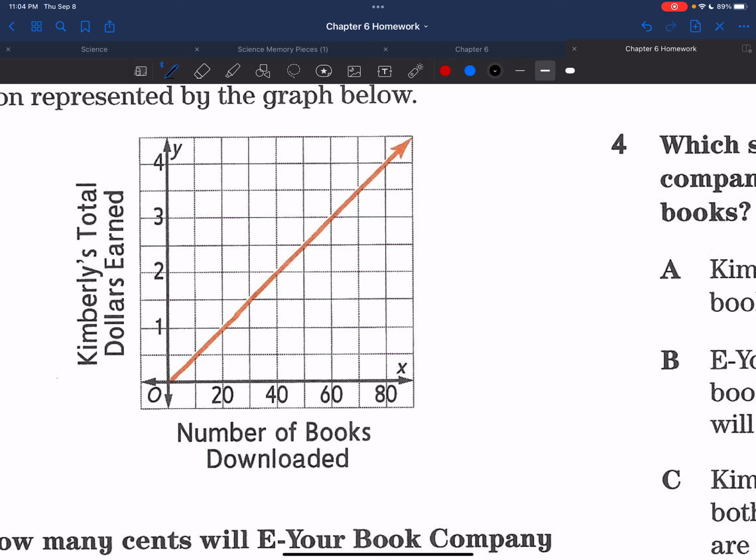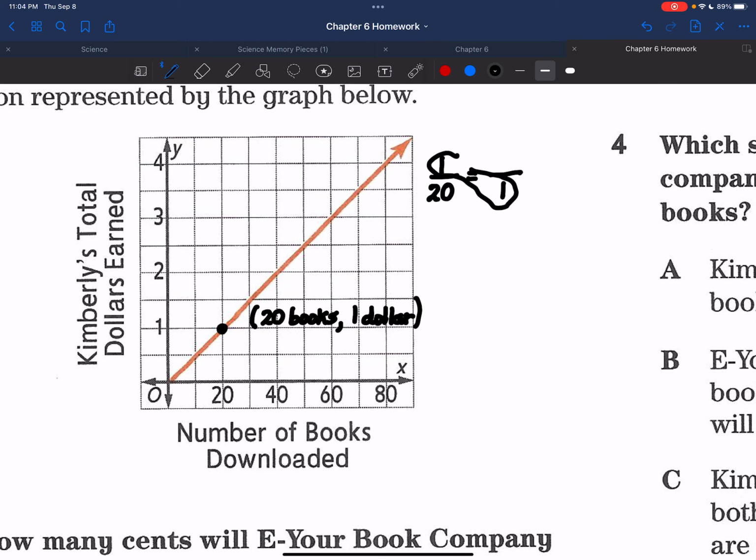This one says that if I download 20 books, I make $1. So 20 books, $1. That is a unit rate. No, it isn't, excuse me, because the books is your independent variable. So we have $1 for 20 books. That is not a unit rate. A unit rate has a 1 on the bottom. So we need to do this problem and see what we get.